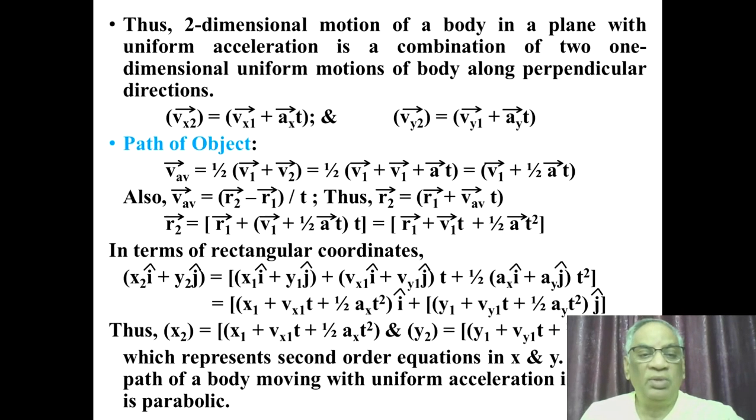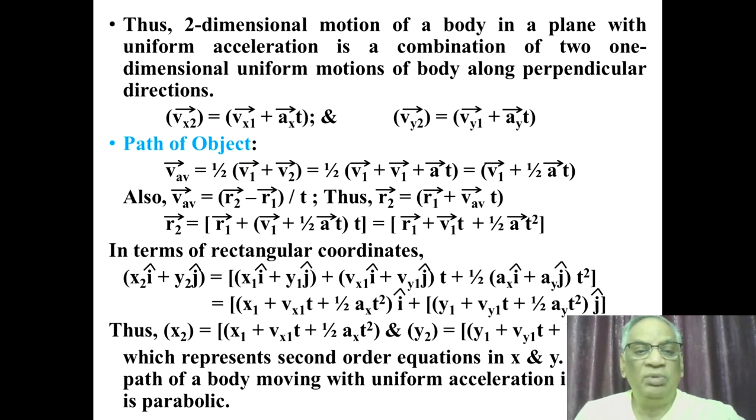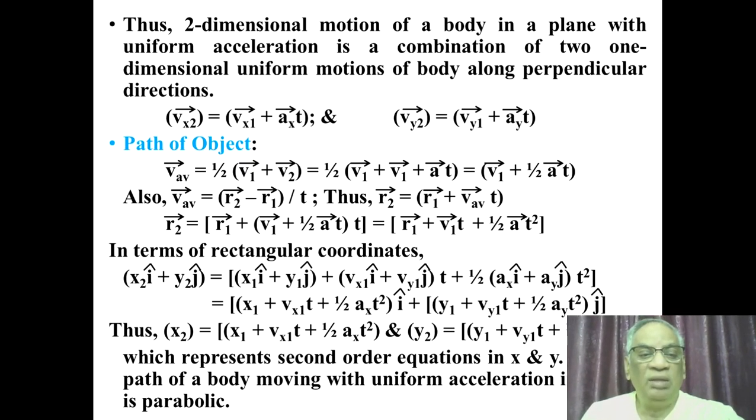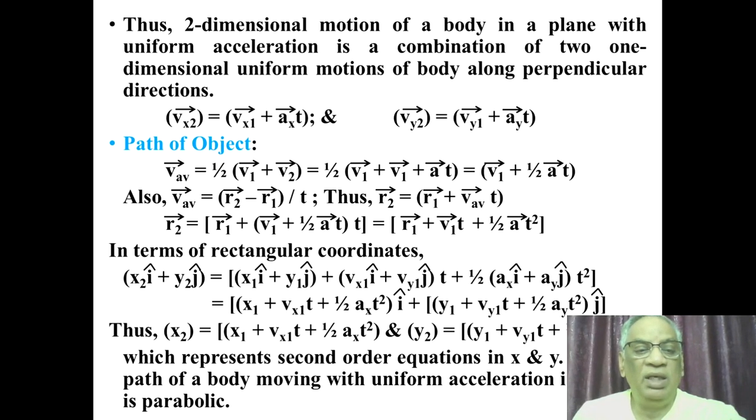Thus two-dimensional motion of a body in a plane with uniform acceleration again can be seen to be a combination of two one-dimensional uniform motions of the body along two perpendicular directions, that is vx2 is equal to vx1 plus ax t and vy2 is equal to vy1 plus ay t. The two components are in the form ax i plus ay j.